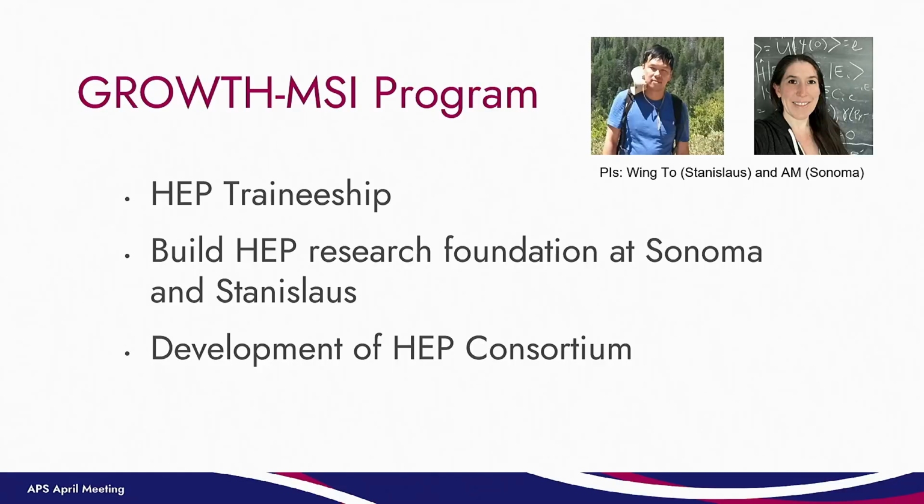The second part is building up a high energy physics research foundation at Sonoma State, where I am, and at Stanislaus, where Wing is. And then the third tier is the development of a high energy physics consortium in primarily Northern California, with the hope that this is something that is developed in these first years of the program, but that will continue beyond the program. So if you're at any of the institutions, and UC Merced is one of our partnering institutions, you could join our consortium. The more the merrier, right?